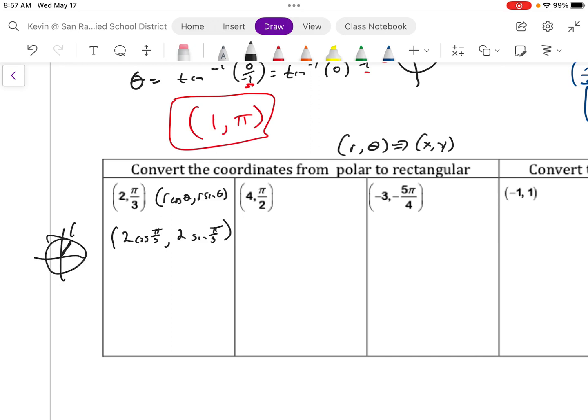Pi over 3 is right here. That's 1/2, and root 3 over 2. So this will be 2 times 1/2, 2 times root 3 over 2. The 2's cancel out, leaving us with 1, root 3.